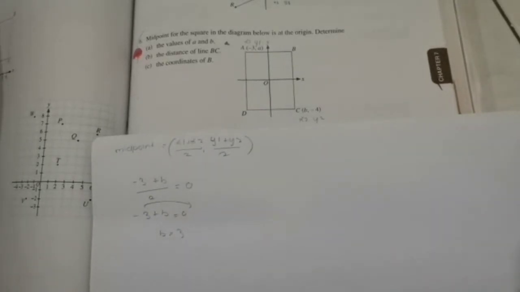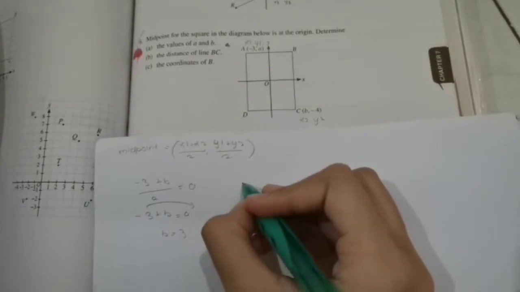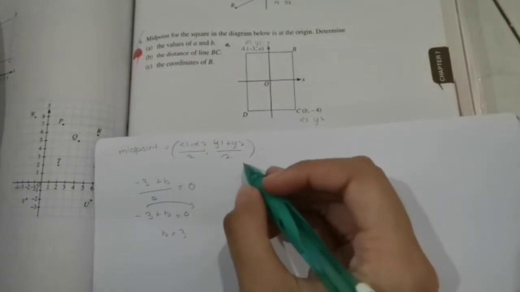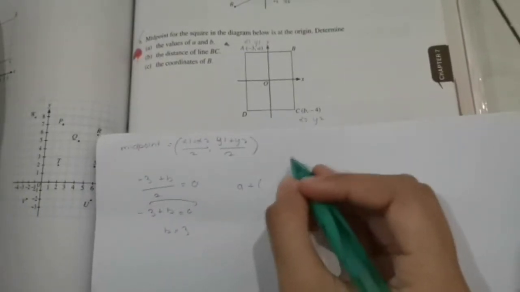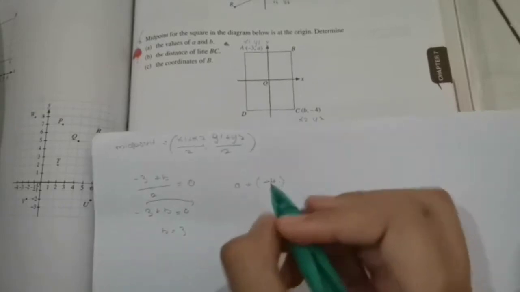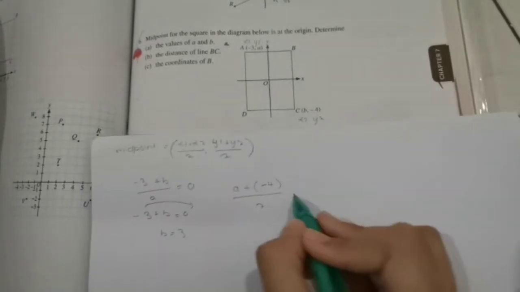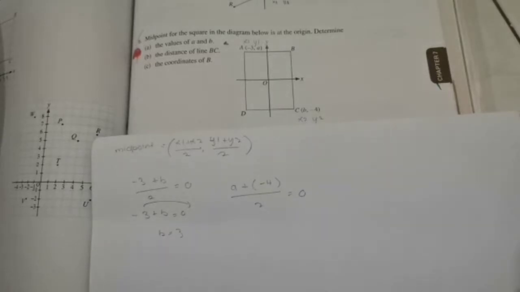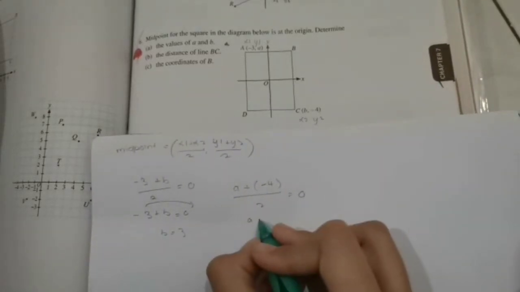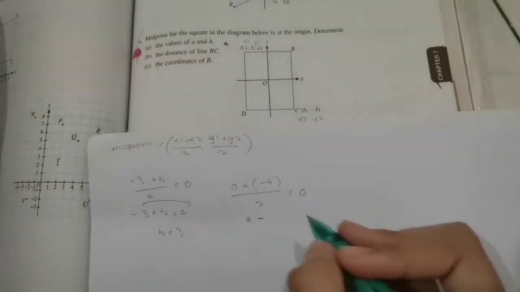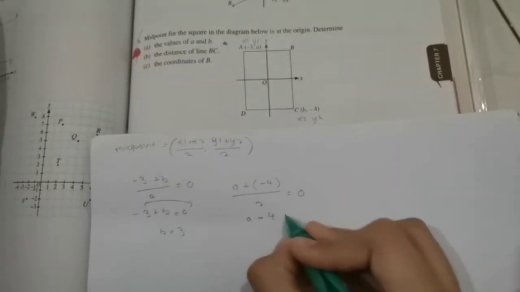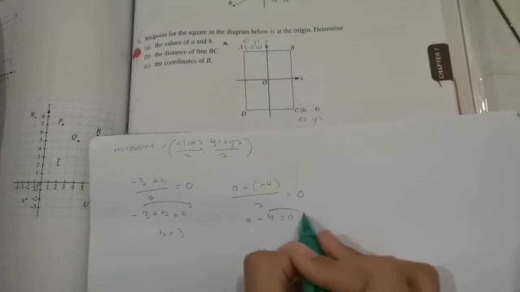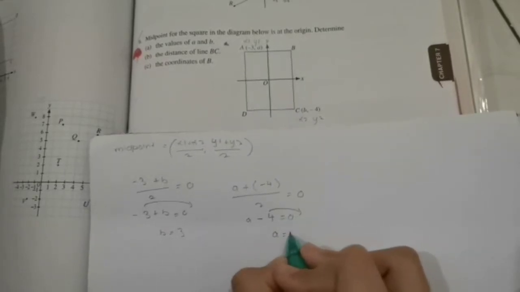For A, okay, y1 plus y2. A plus y2, which is negative 4, equals 0. So A minus 4 equals 0. A is 4.